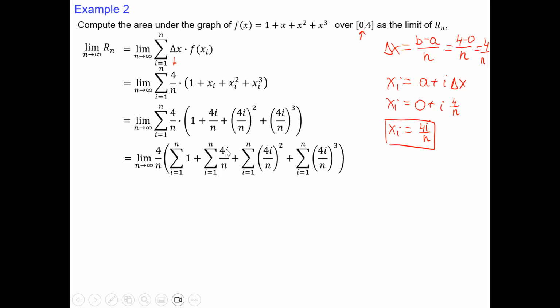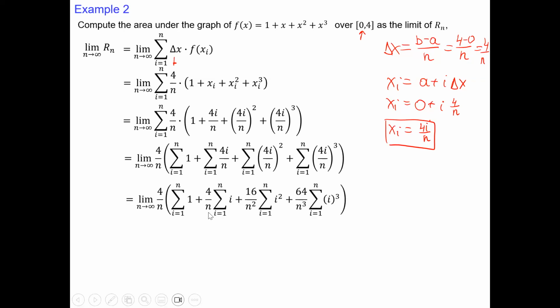Okay, in this formula, only I is changing from 1 to n. 4 over n is not changing. 4 over n squared is not changing. 4 over n cubed is not changing. That means 4 over n outside, 16 over n squared outside, 64 over n cubed outside. Only I cubed stays, I squared, and I.